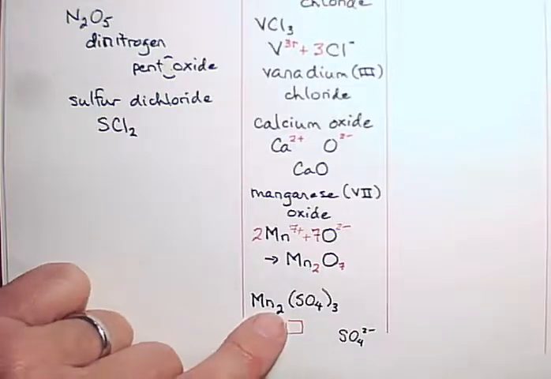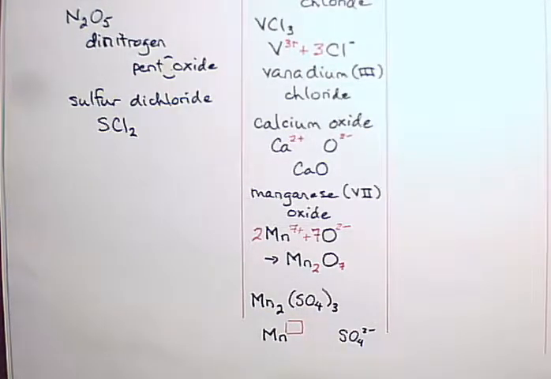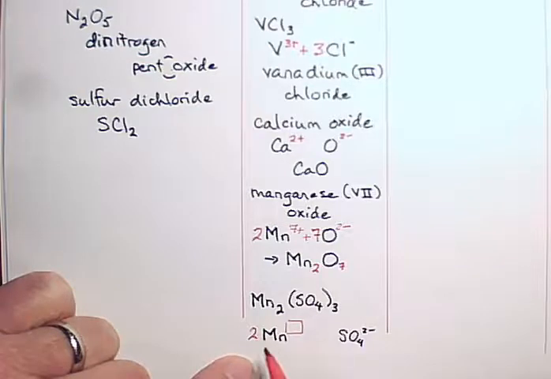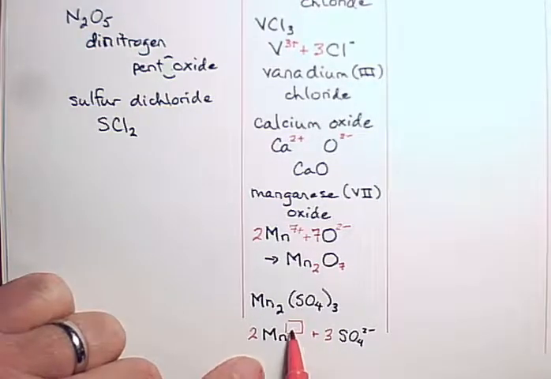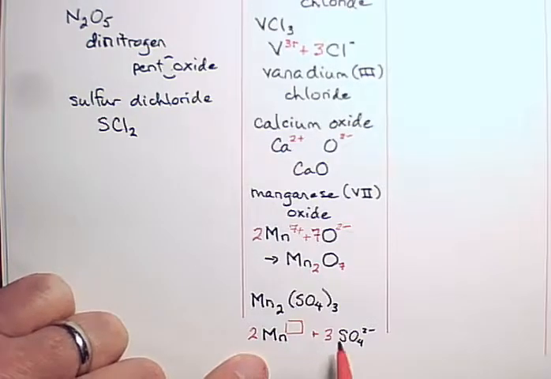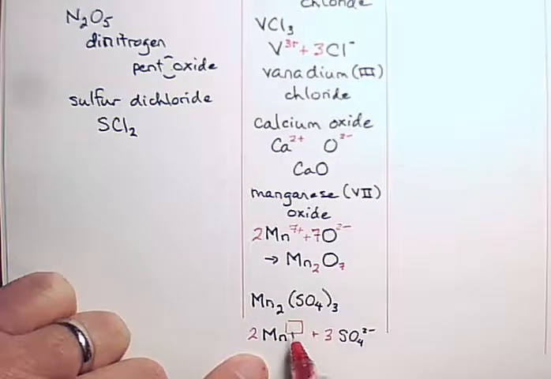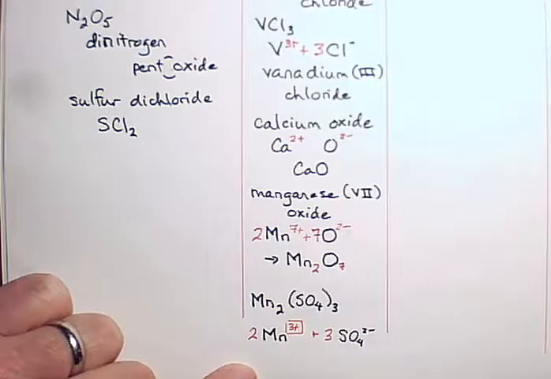We can look at this formula and we see that we have 2 manganese ions of some kind, and we have 3 sulfate ions. Now from this math then we should be able to figure out what charge is going to go here. This is 3 times 2 negative, that's 6 negative charges on this side. 2 times something has got to be a 6 positive to balance that out. Okay, so that's got to be a 3 positive charge on the manganese. So the name of this ion then is manganese 3. Okay?